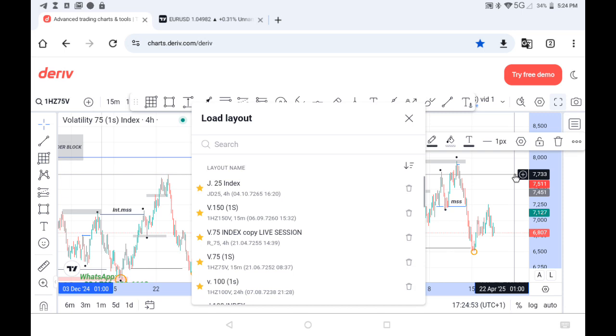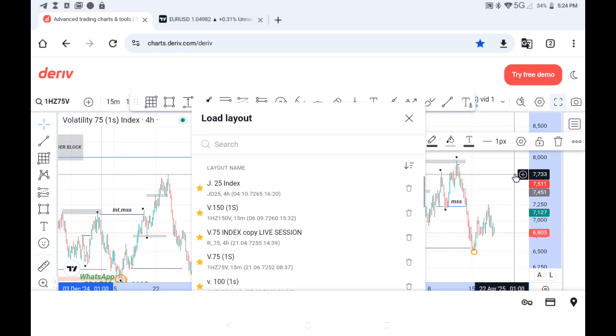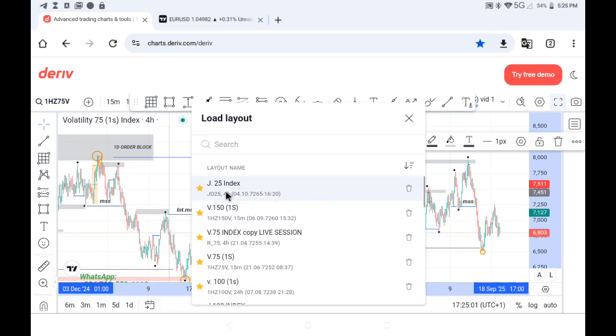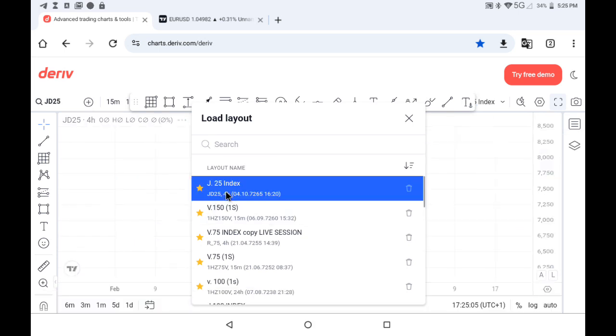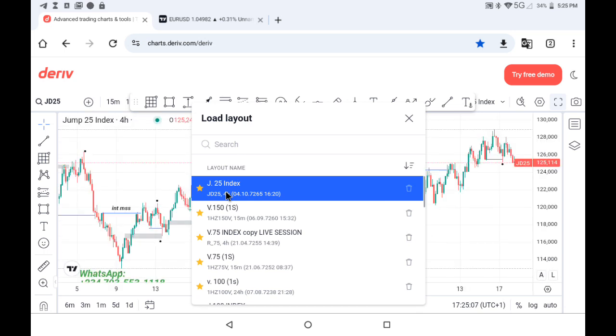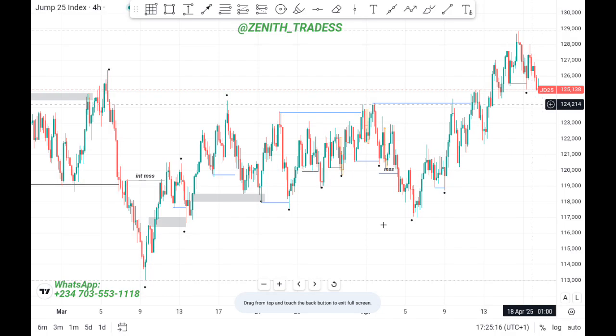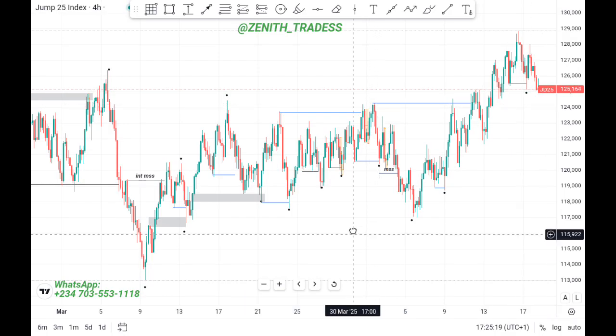But let me see if I can open another page at least for you to gain more insight on how to mark structure properly, so that you will always be on the right side of the market. So this is Jump 25, this is Jump 25 index. Let's see if this mouse is not going to fail us, but at least we have explained enough.